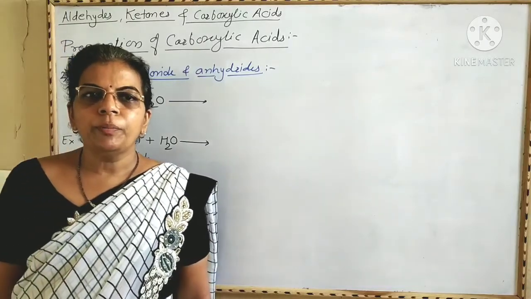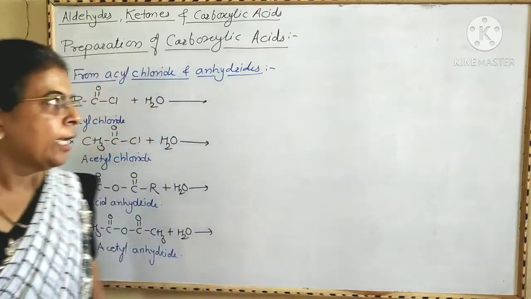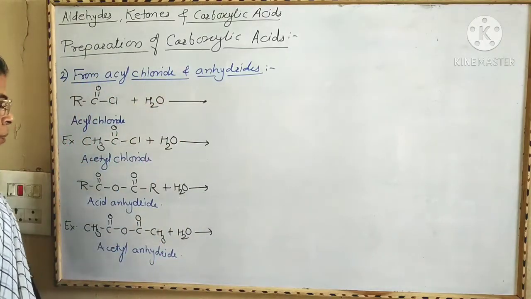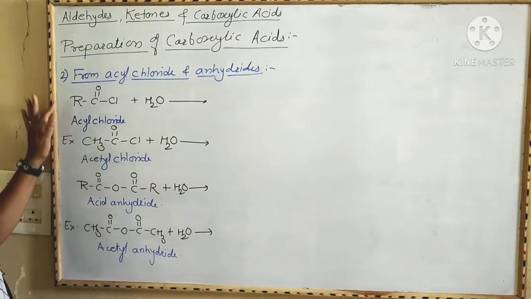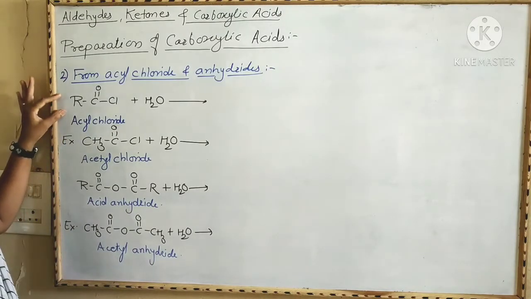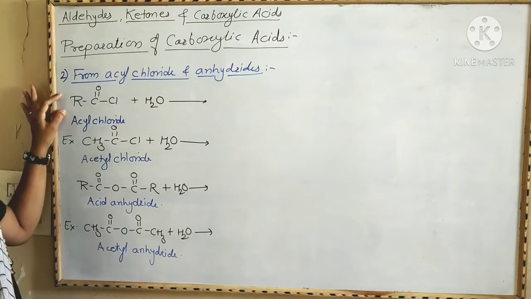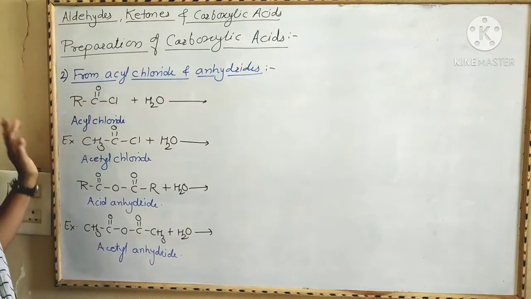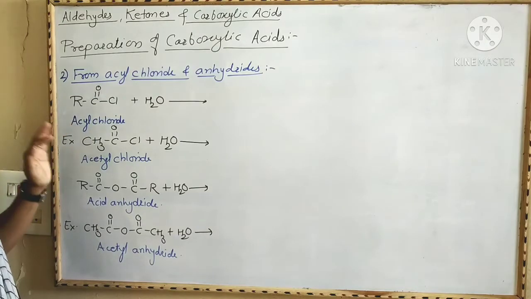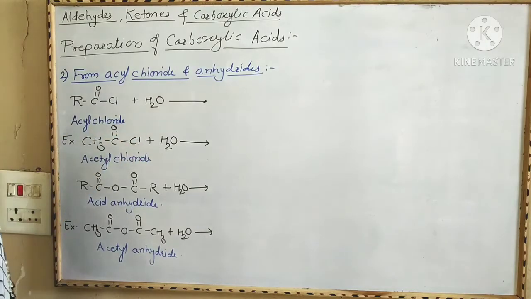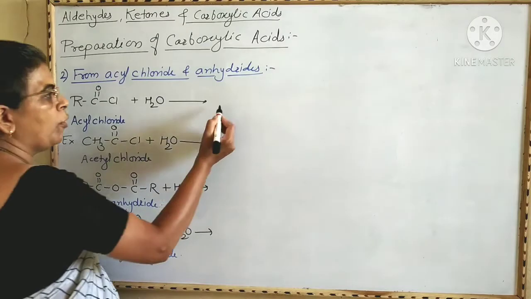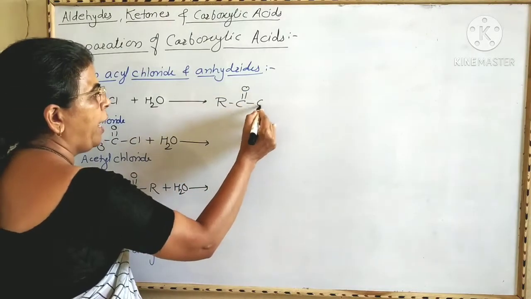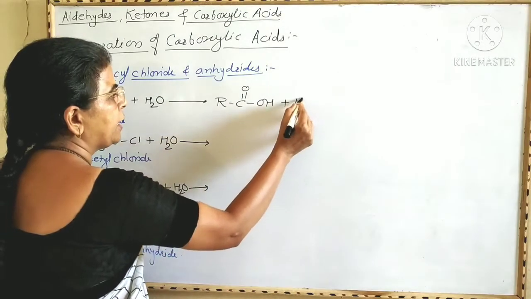The second method for the preparation of carboxylic acid is by using acyl chloride or acyl anhydride. Now here we are going to see first by using acyl chloride, that is RC double bond O Cl. When this acyl chloride undergoes hydrolysis, that is addition of a water molecule is carried out, then formation of RC double bond O OH plus HCl takes place.